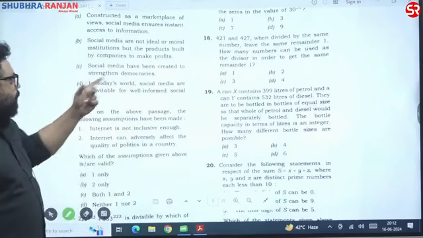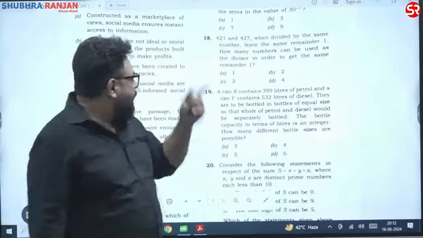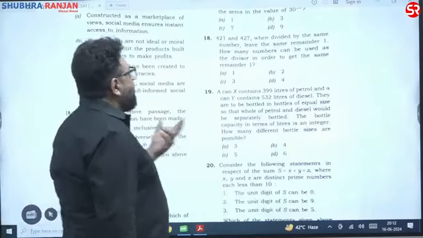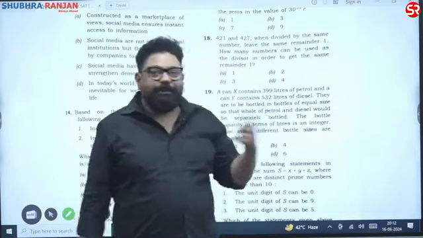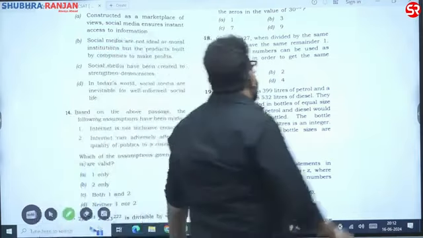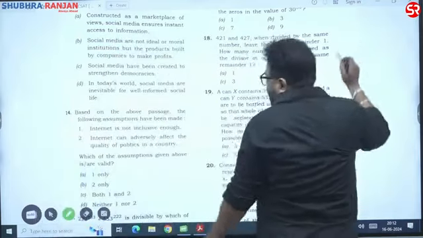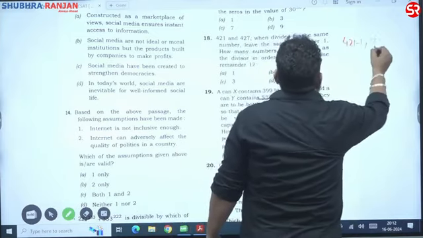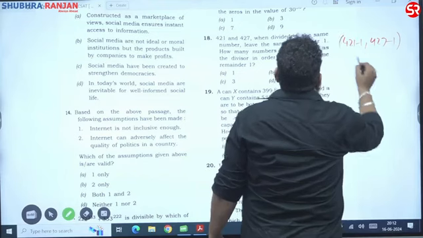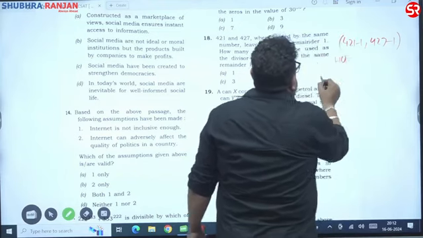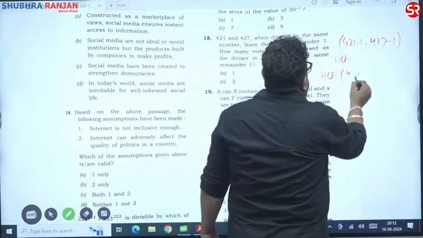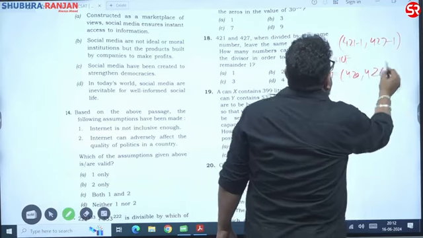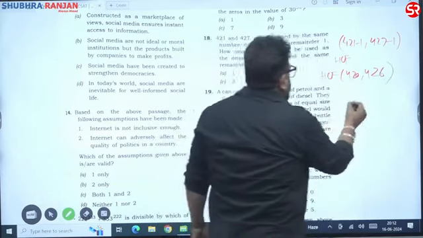Question number 18, 421, 427, right? He says when divided by the same number it leaves the same remainder 1. So, HCF LCM chapter, you go back, which means we have to think of the HCF of 421 minus 1 and 427 minus 1, which means the HCF of 420 and 426, which comes out to be 6.